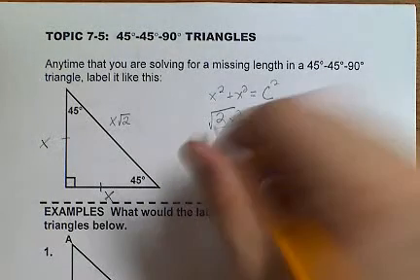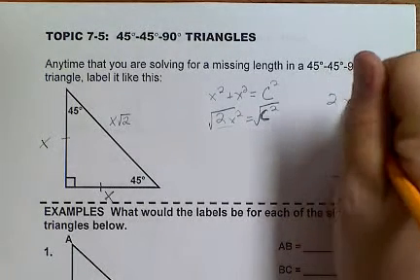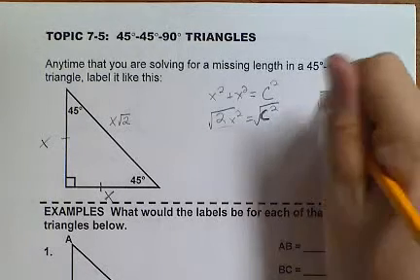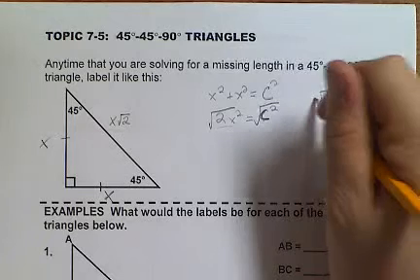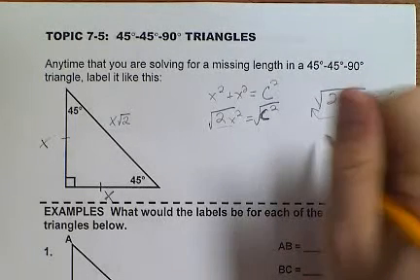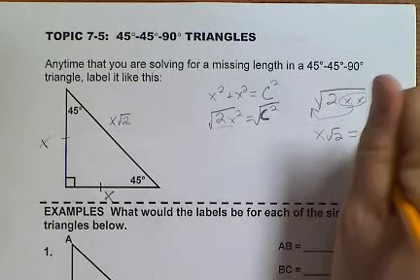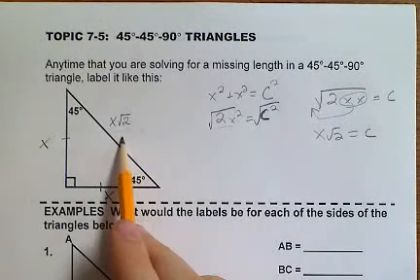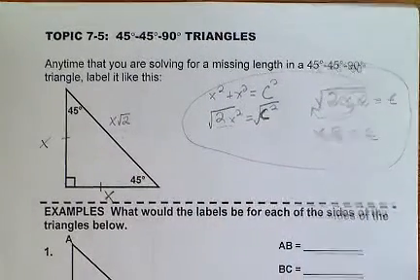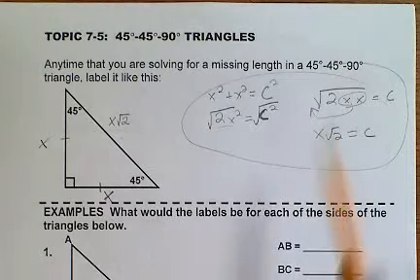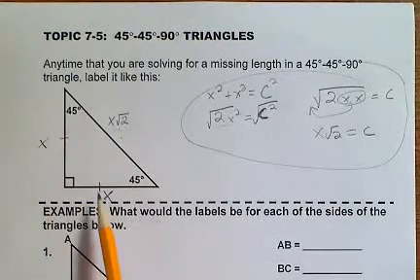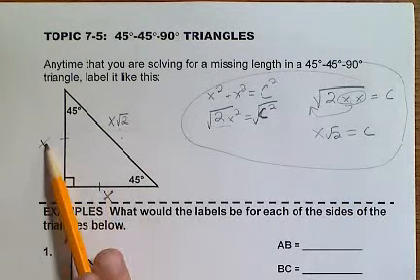So what I have here is 2 times x squared equals c, and all that's under a square root. Well, I've got a pair of x's, so that's going to come out, leaving me x square root of 2 equals c, which is here. Now, all of this work over here is work that you don't actually need to worry about. This just proves that if I have a 45, 45, 90, where this is x and this is x, then this will be x square root of 2.